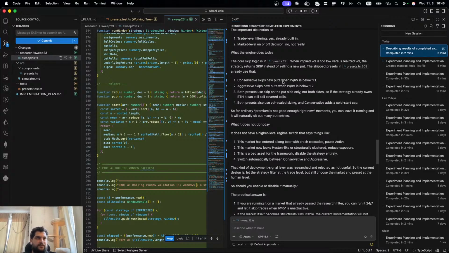So conservative skips new puts when AVRV is below 1.1. Aggressive skips new puts when AVRV is below 1.2. Those presets use skip on the put side only, not both sides. If the trader already owns the asset, it can still sell covered calls. Both presets also use vol-scaled sizing, and conservative adds a cold start cap. When ordinary premium is not good enough, you can let it naturally sit out many entries.